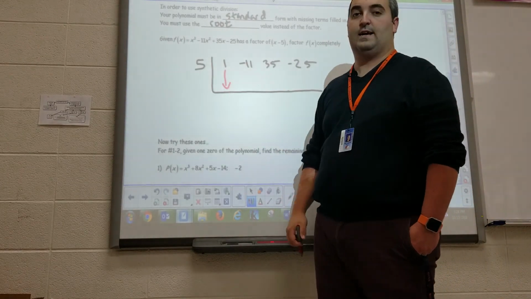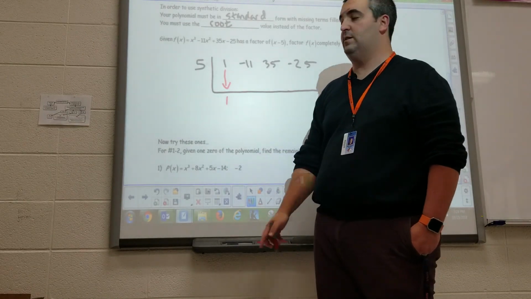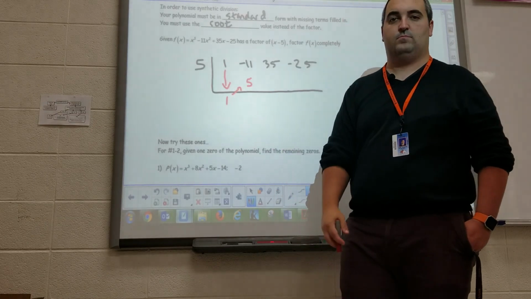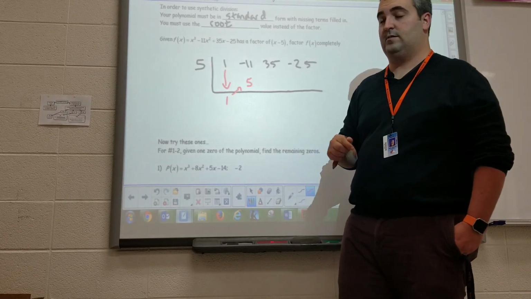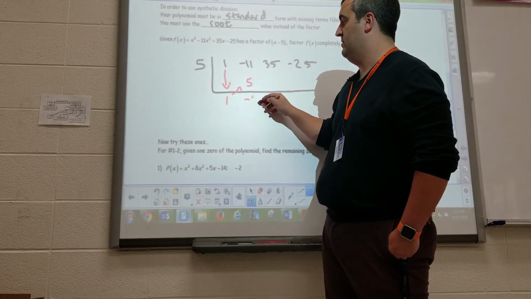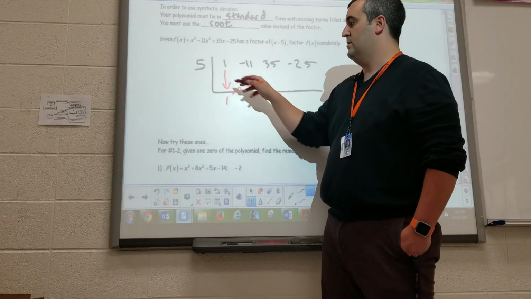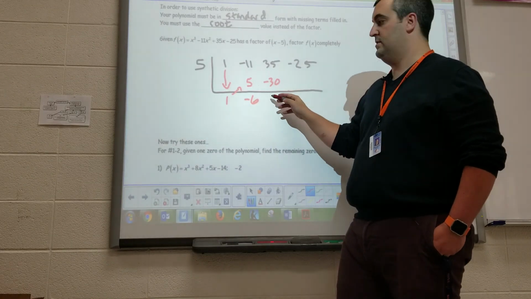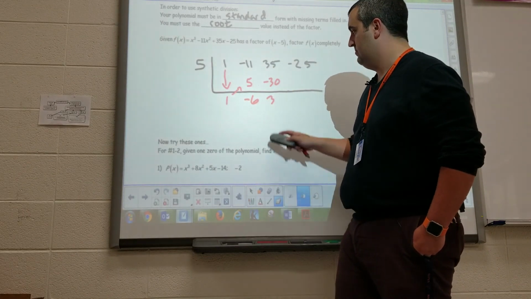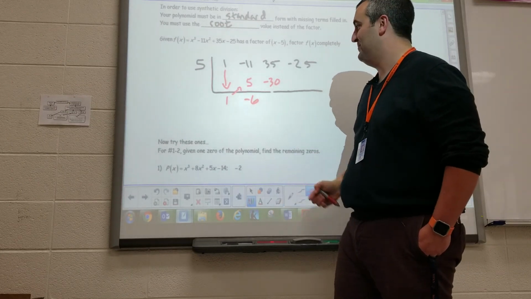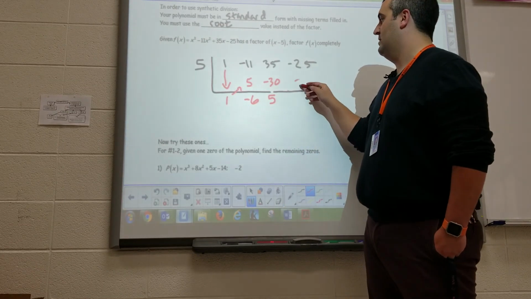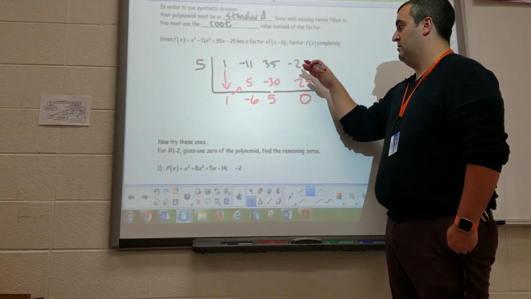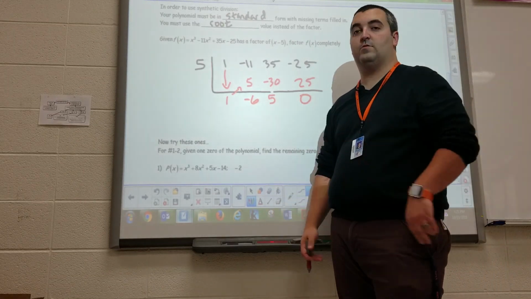You start by bringing down the first term. So you bring down the 1, and you do the multiplication. 5 times 1 is 5. Then you add. Negative 11 plus 5 is negative 6. You multiply, so 5 times negative 6 is negative 30. You add, to get 5. You multiply, you get 25, and then you add again, and you get your final addition, and you get 0.